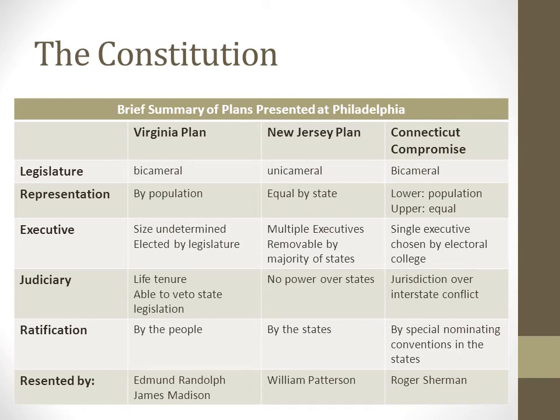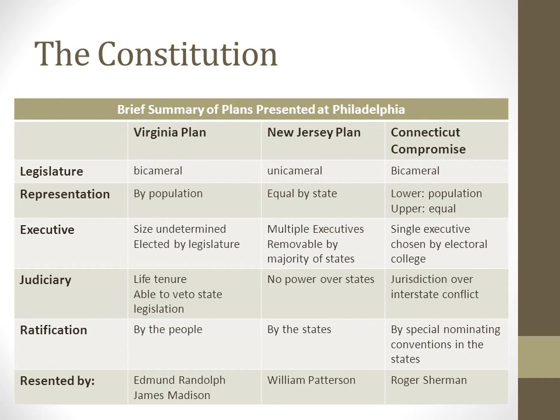For the judicial branch, the Virginia plan wanted life tenure, and they wanted to give these judges the ability to veto state legislation. The New Jersey plan didn't really give any power to the judicial branch to enact or veto legislation of the states. They really limited their power. So what the compromise does is give the court jurisdiction over interstate conflict. So if Maryland is having a problem with Virginia, that's interstate conflict, and the judicial branch can step in. And we'll talk about that more when we get to a chapter on the judicial branch.